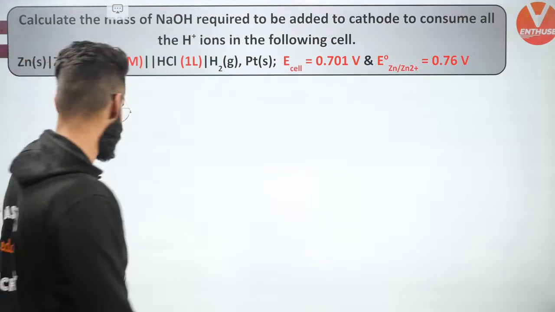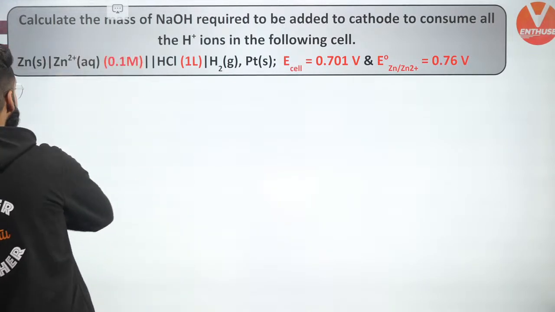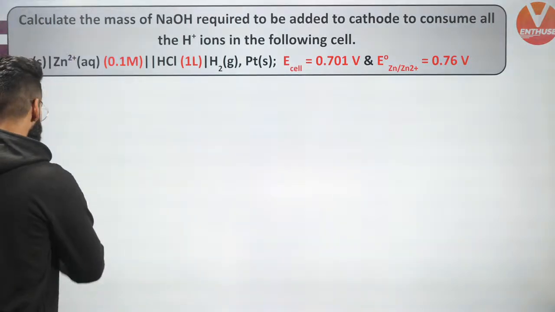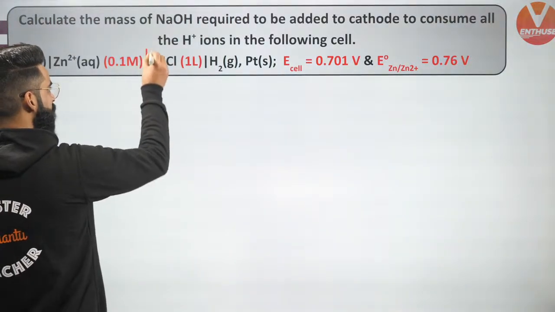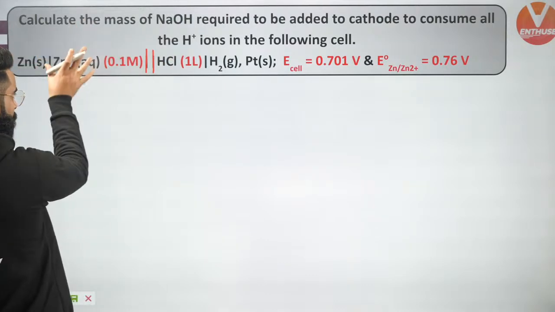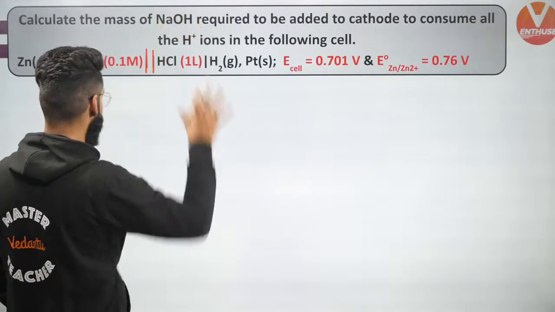See, guys, how will I be solving this question right here? First of all, I'm given the cell. Over here, this is the salt bridge. On the left-hand side of the salt bridge, the anode is always written. On the right-hand side, the cathode is always written.